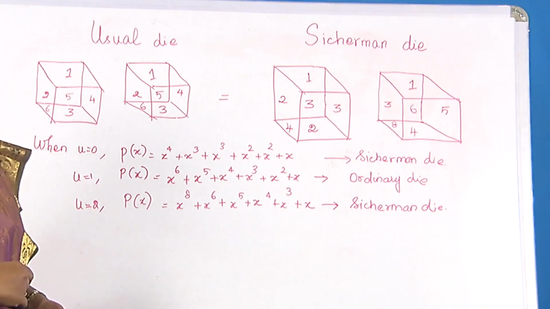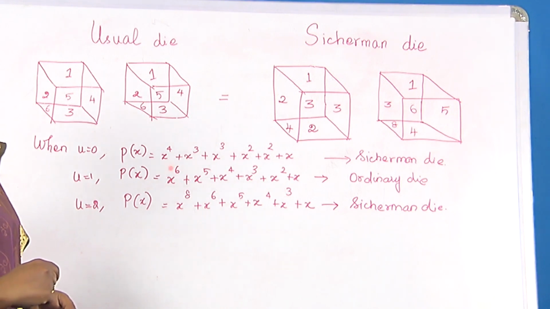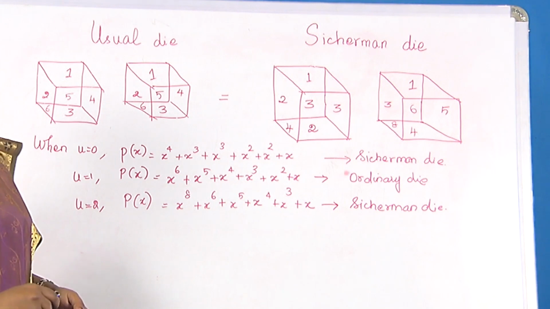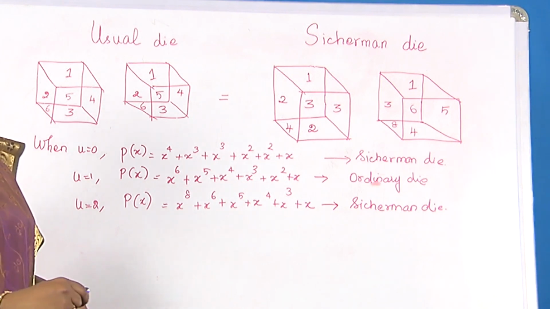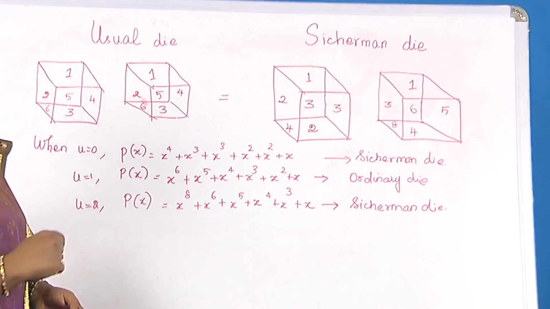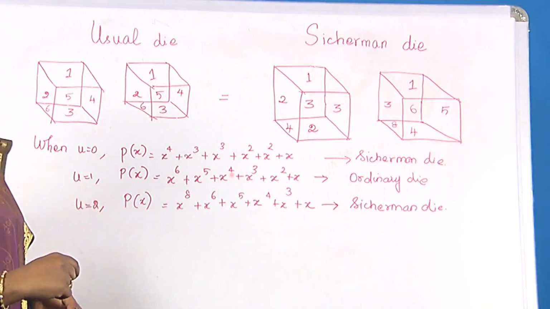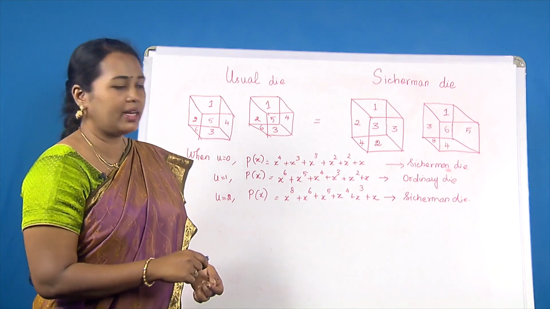The second possibility is when u is equal to 1. Here the labels are x power 6 plus x power 5, x power 4 and so on up to x power 1. Now, these are the possibilities for the ordinary die and therefore, you can see that they are the values that you get for the ordinary die. So, 6, 5, 4, 3, 2 and 1, ordinary die.